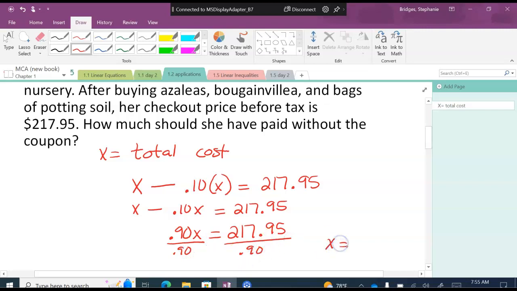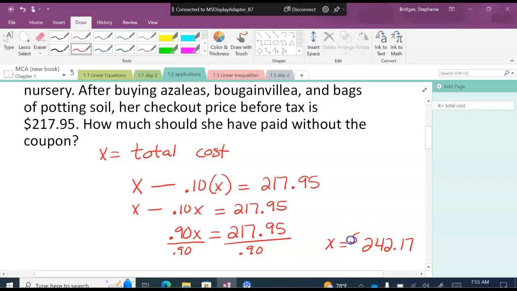And we get x is equal to, this is going to give us the total cost. Now remember, we're dealing with money. So how many decimal places do we need for money? 2. And we're going to round up to that. So I've got 242.1666. Is that what you guys got? So we're going to go 242. Rounding, that would be 0.17.